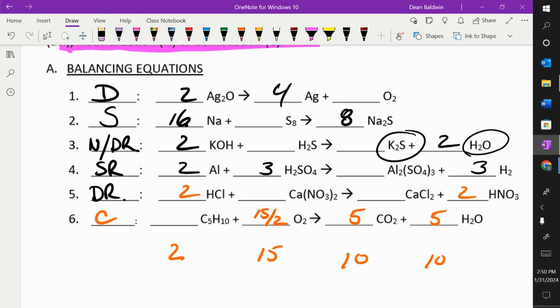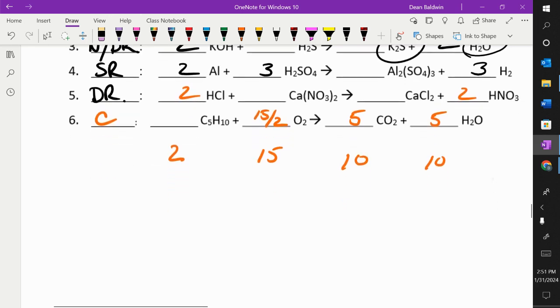Why did we put the fraction there again? Because I had 15. I got 5 times 2 is 10, plus 5 more oxygens. I have 15 oxygens here, and I have 2 there. So I do it mathematically so it works, but in reality you can't have half a molecule. So you just clear it by multiplying through by the denominator. Okay? So it's 2, 15, 10, 10.